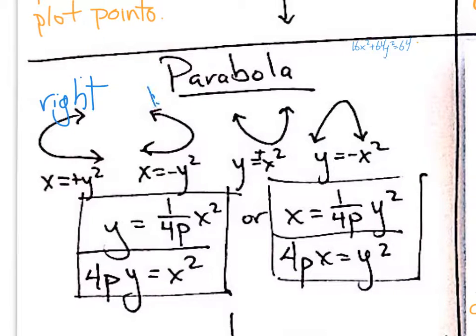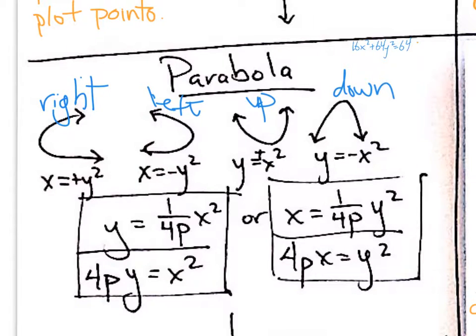That's to the right. This is to the left. This is to the up. And this is to the down. Up and down is what we learned first, when you were in Algebra 1 and Algebra 2, these parabolas where y was all by itself and x was squared. And we can also have parabolas that go left and right like this.